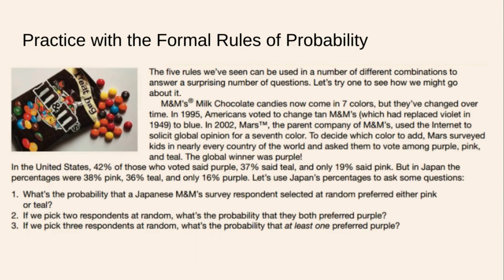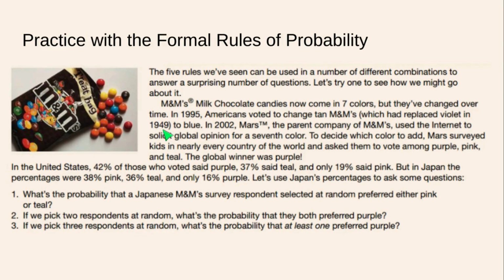And now we're going to talk about M&Ms, because why not? The 5 rules we've seen can be used in a number of different combinations to answer a surprising number of questions, says our textbook. Let's try one to see how we might go about it. M&Ms, milk chocolate candies, now come in 7 colors as of 2018. But they've changed over time. In 1995, Americans voted to change tan M&Ms, which had replaced violet in 1949. These are old, I didn't realize they were that old.